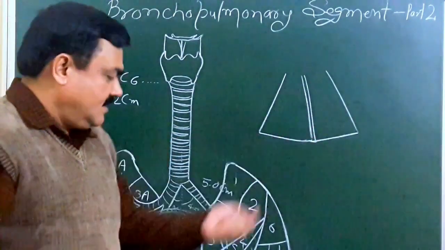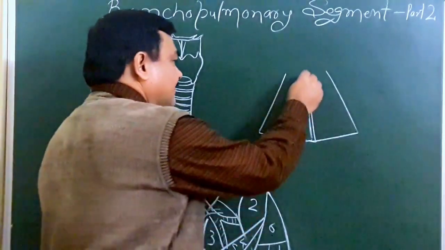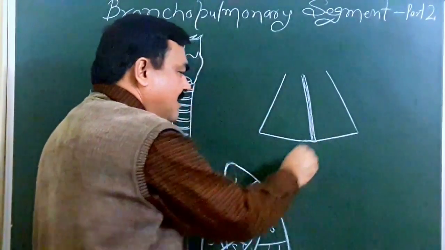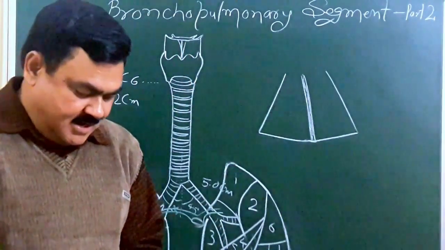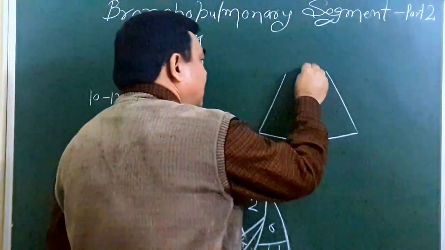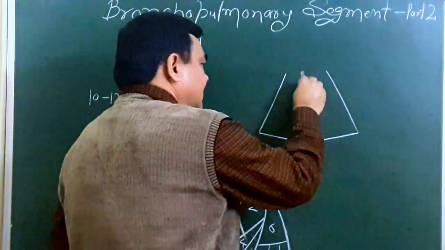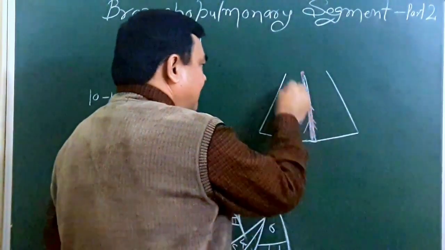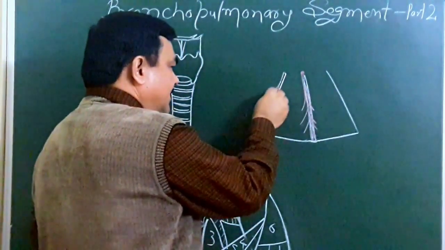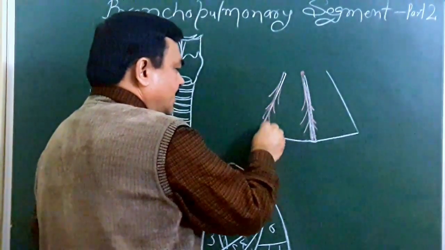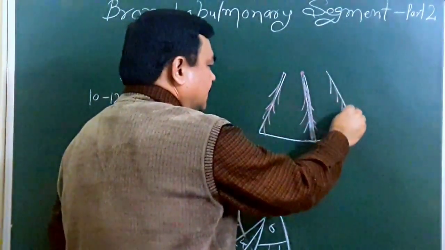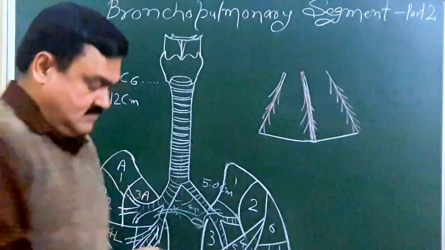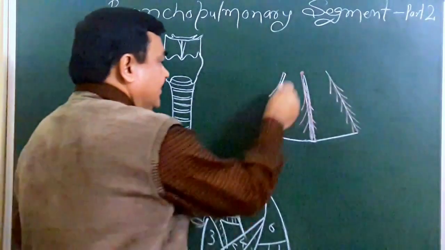Here, in between two adjacent bronchopulmonary segments there is intersegmental plane made up of connective tissue, and here pulmonary vein passes. This pulmonary vein passes through intersegmental plane. Here is pulmonary vein.